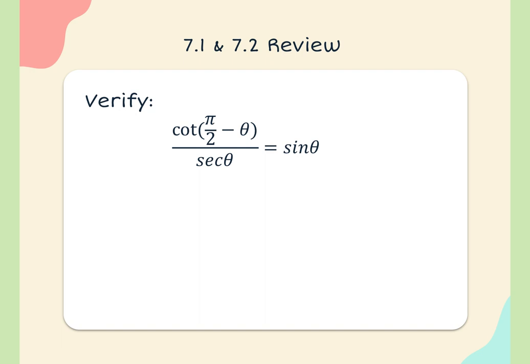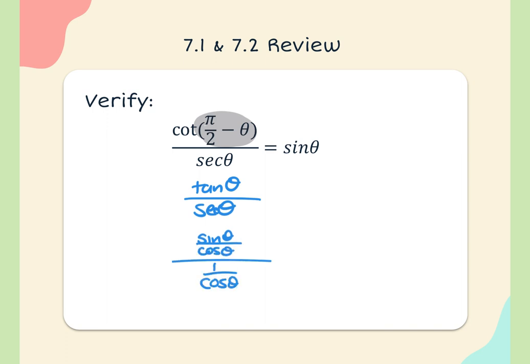The second one, and this to me is super obvious. Anytime you've got a pi over 2 minus an angle, go to your cofunctions. On your cofunctions list, cotangent is linked to tangent. So this is the same thing as saying the tangent of theta over the secant of theta. You could rewrite that as sine over cosine over 1 over cosine. And then flip that, and I get cosine over 1. The cosines cancel, and I just get sine of theta.